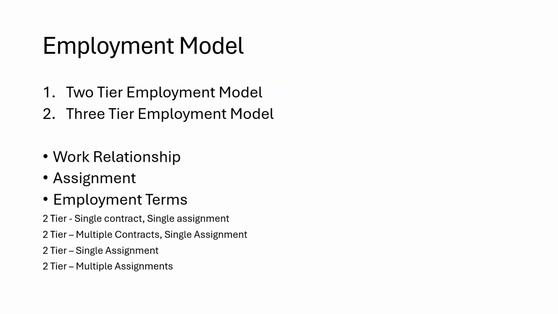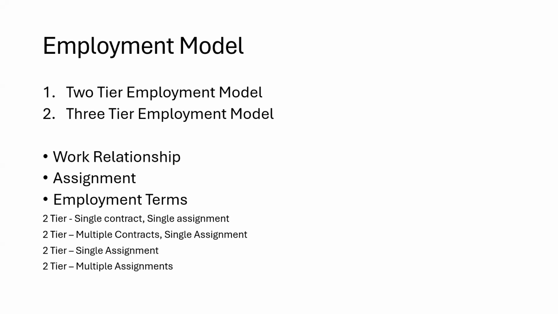Firstly, if anyone asks you what the employment model is, it is the model which consists of three attributes: work relationship, assignment, and then employment terms. Work relationship is the relationship between the legal employer and the employee, whether I'm working as an employee with the employer, or as a contingent worker, non-worker, or pending worker. So there is some relation that I have with the organization. That is what a work relationship is.